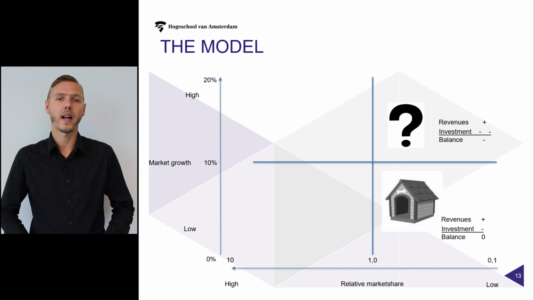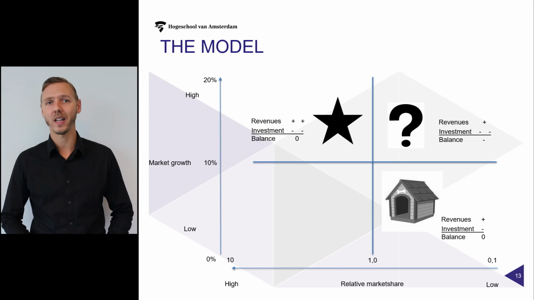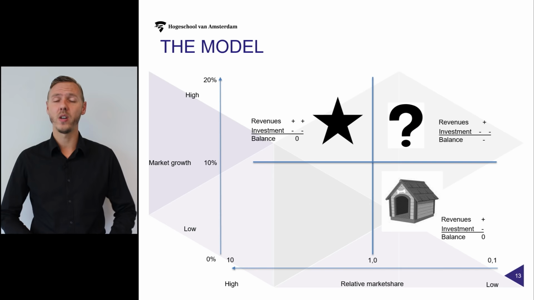Now, the star business. Obviously, they give you a lot of revenues, but to be a market leader in a fast growing market, it also costs you a lot of investment. So balance-wise, they don't really give you high revenues and they also cost you a lot. So zero is on the balance, but it's again really good for your image to have some star product market combinations or business units.